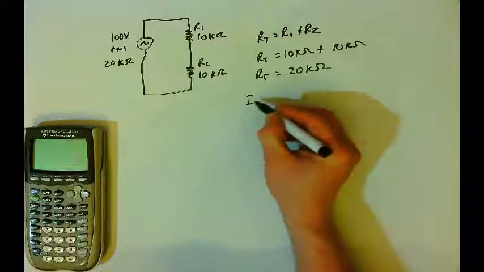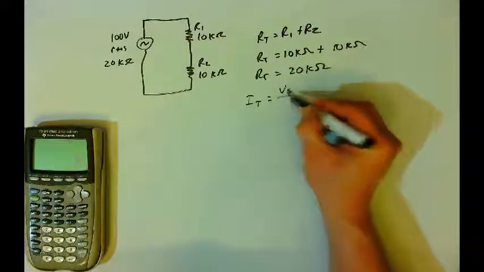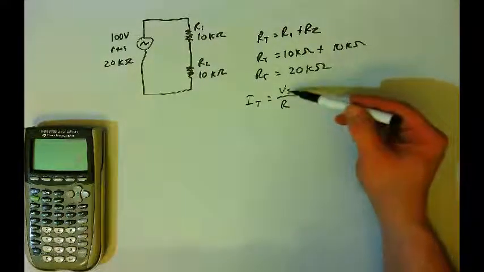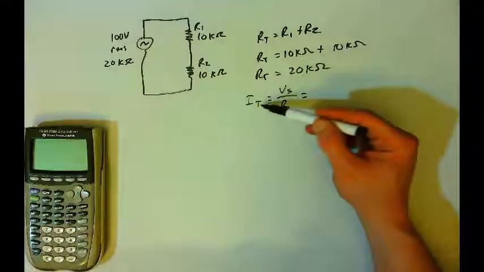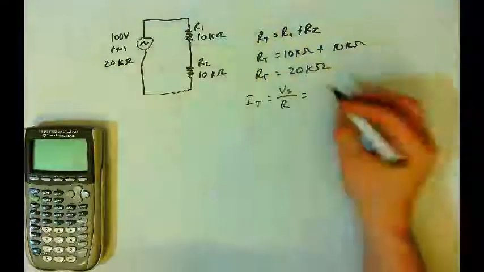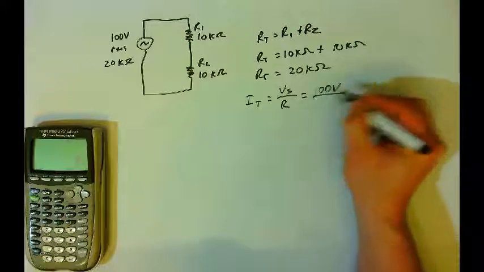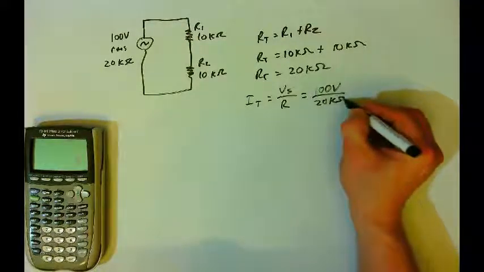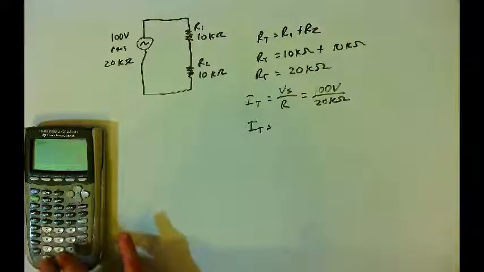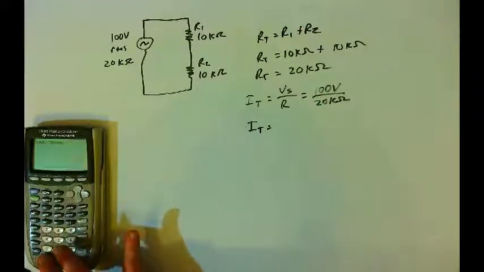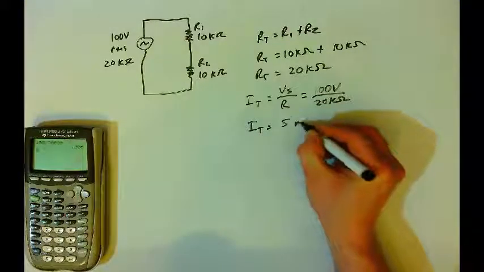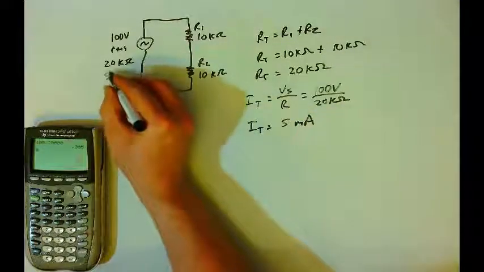Next step is to find total current. Total current will be the source voltage divided by the resistance. And again, when we do our calculations, we're always going to use the RMS value for voltage, and we're always going to be finding or using the RMS values for currents. And so the source voltage is 100 volts RMS. The resistance value is 20 kilo ohms. And so the total current will be 100 volts divided by 20 kilo ohms, which is going to be 5 milliamps. Okay, so the total current in the circuit is 5 milliamps.